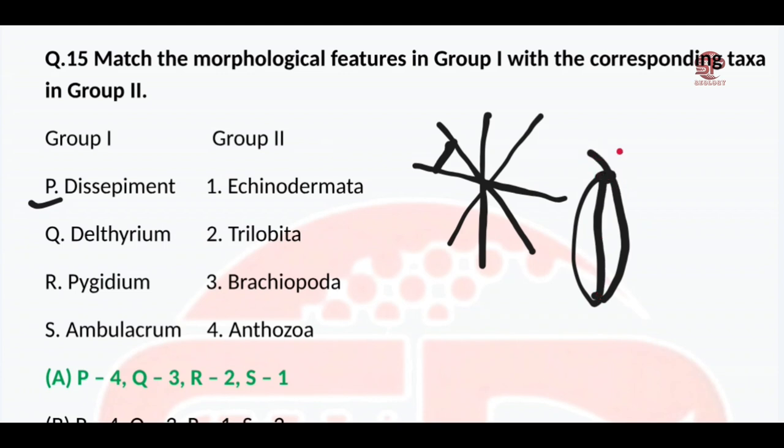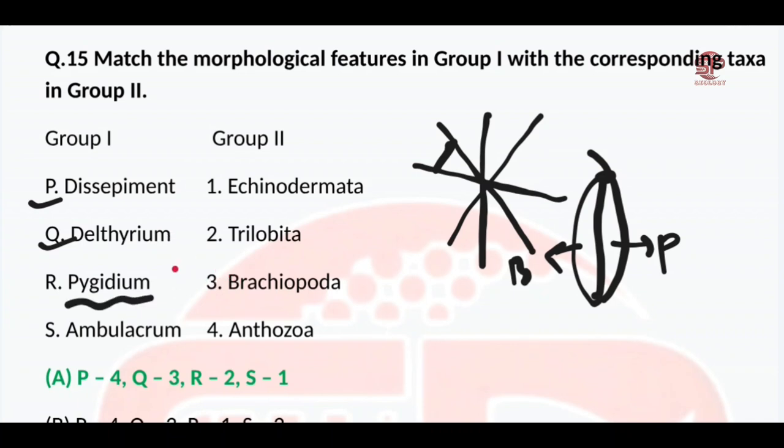Pedicle opening sometimes is shared by both valves. The smaller valve is called the brachial valve, the larger valve is called the pedicle valve. The opening on the pedicle valve side is called deltidium, and the opening on the brachial valve side is called chilidium. So deltidium is related to brachiopods.